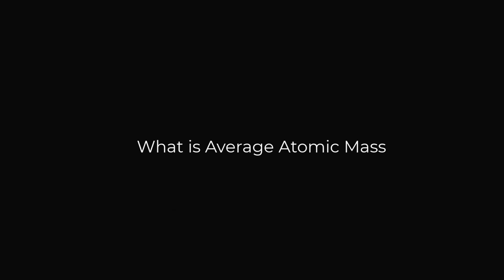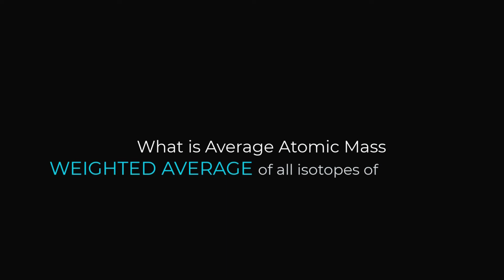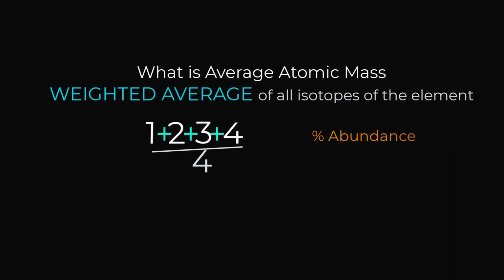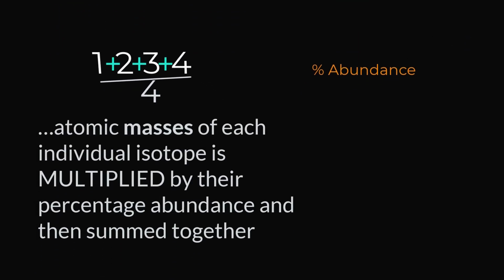Now let's talk about what the average atomic mass is. The average atomic mass is a weighted average of all isotopes of that element. What does this mean? If I ask you to calculate the average of a set of numbers, say 1, 2, 3, and 4, you will just add them up and divide by their total number. Weighted averages are a bit different in that they account for percentage abundance. Using this concept, to calculate the average atomic mass, each individual isotope is multiplied by its percentage abundance and then summed together. Let's take a quick look at an example.